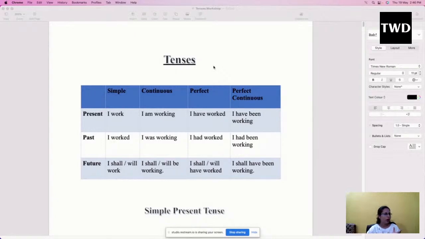So converting all these actions into tenses, we can say that basically we have three types of tenses, that is present, past and future. So we have three types of tenses, that is present, past and future.